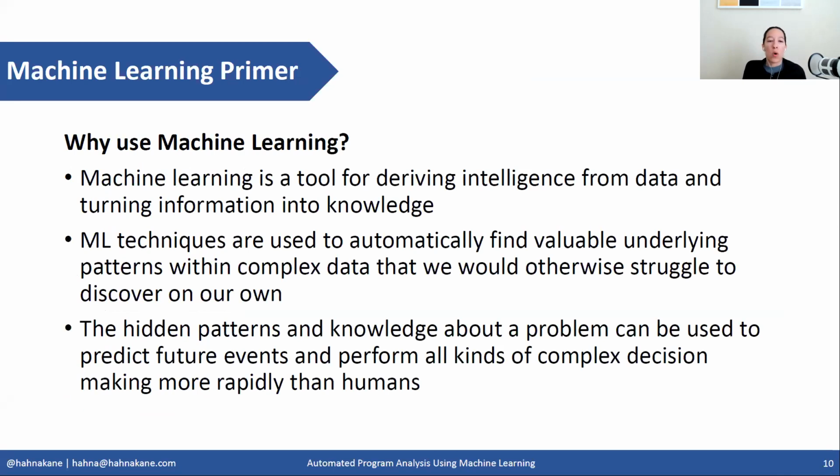So why would we want to use machine learning? Well, it's become a very critical tool for deriving intelligence from data and converting that information into knowledge, especially actionable knowledge. Machine learning techniques are used to automatically find valuable underlying patterns within complex data that we would otherwise struggle to discover on our own as humans. As well as it'll find patterns that we probably never even would have thought of, right? Which is pretty exciting with machine learning.